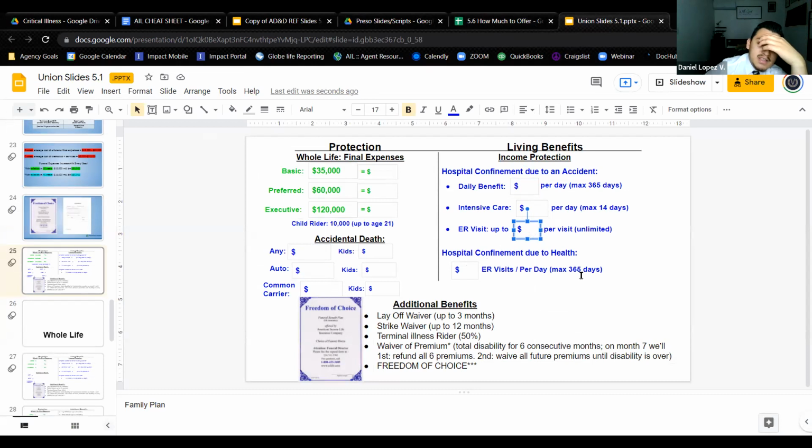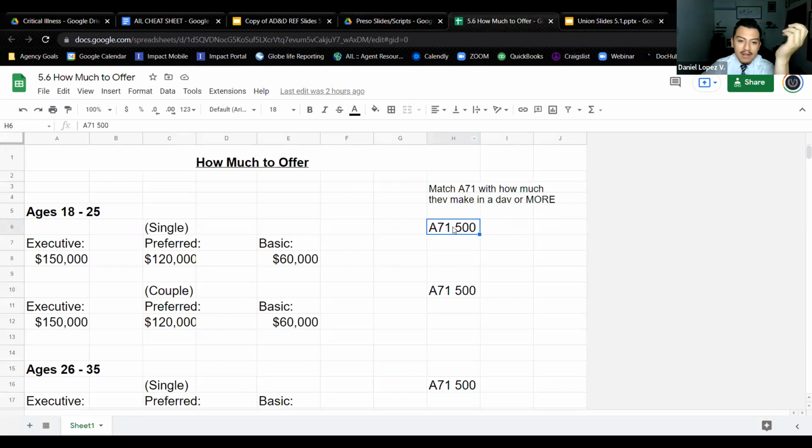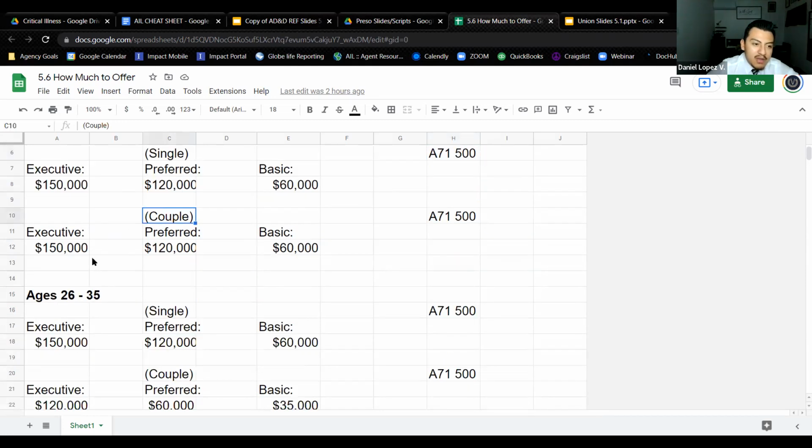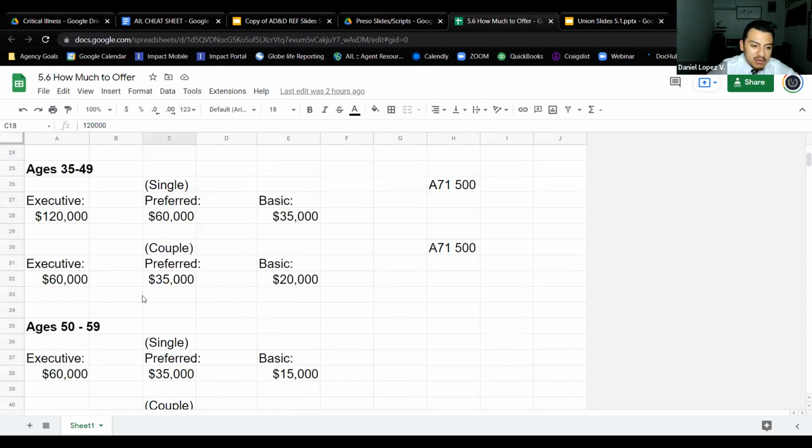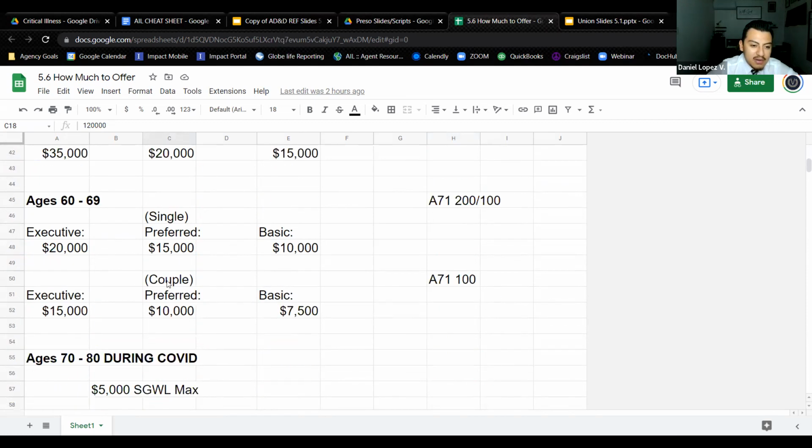H34, I typically don't show them a lot. I don't usually combine that in case of a specific client. Okay, but you at least want to match whatever they make in one day. You don't want to go below what they make in a day. At least that or more. I always try to go for more. And if they're a couple, then it changes. If they're older, it changes. Okay, it just keeps going down.